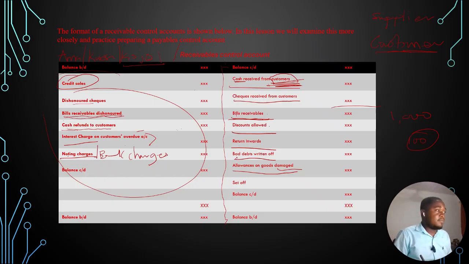And then you have the set-off. So let's say one of your customers, let's use Kwesi. This Kwesi is owing you, but this same customer is also your supplier. So maybe he buys phones from you, and then you also buy from him.